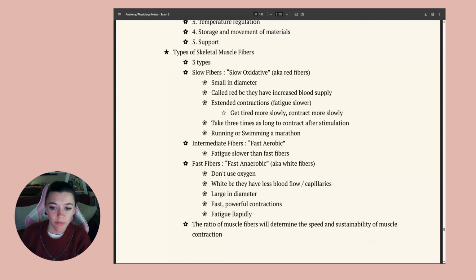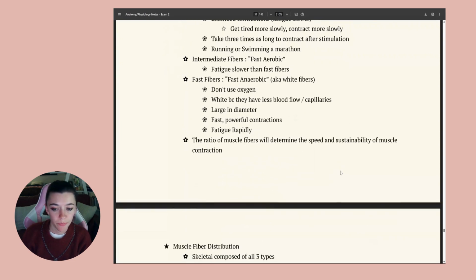So intermediate fibers are going to be fast aerobic. They fatigue slower than fast fibers. And then fast fibers, those are fast anaerobic, also known as white fibers. Fast fibers don't use oxygen. They're white because they have less blood flow or capillaries. They are large in diameter, they have fast, powerful contractions, and they fatigue rapidly. The ratio of muscle fibers will determine the speed and sustainability of muscle contraction.